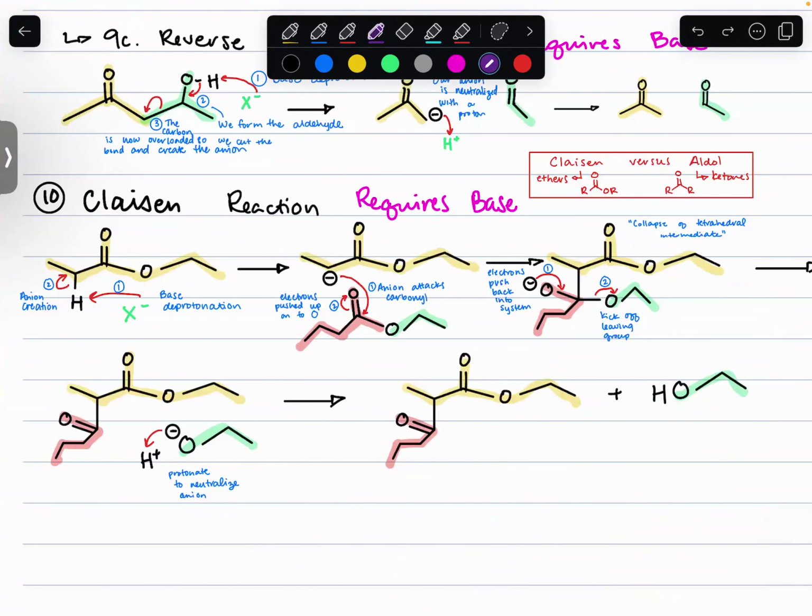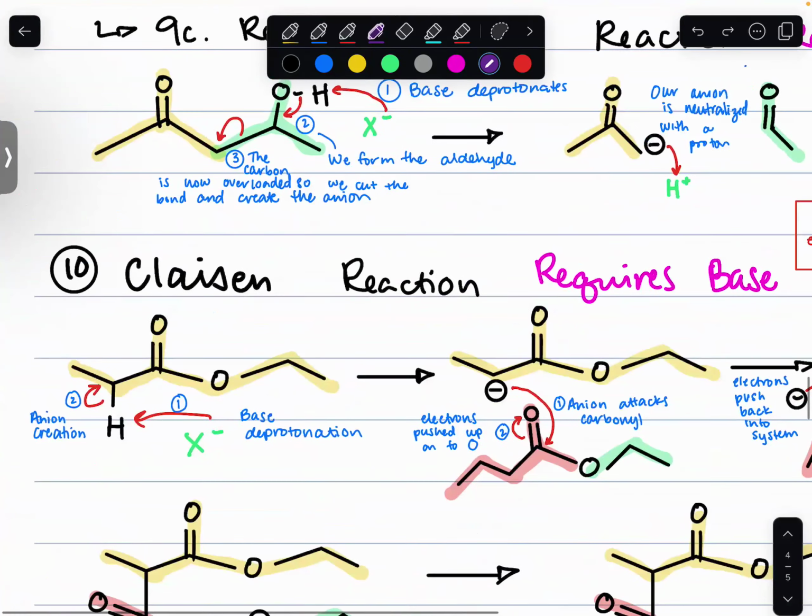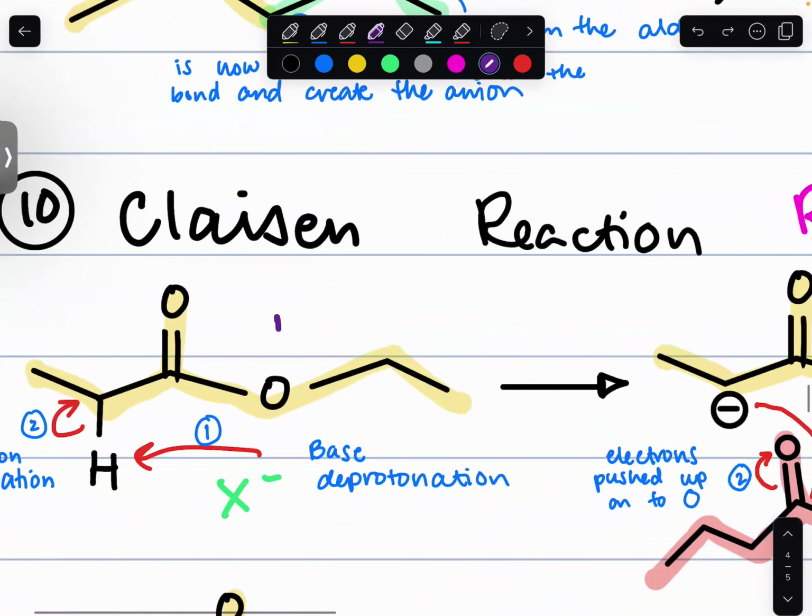Claisen reactions. I have it kind of spelled out here. Claisens are going to use esters. Aldol reactions are going to use ketones. So the key difference here is this oxygen.